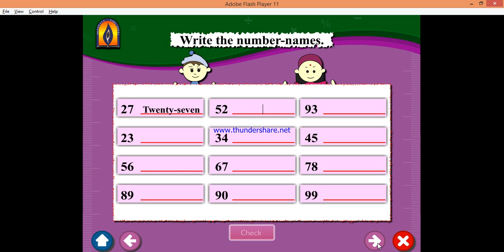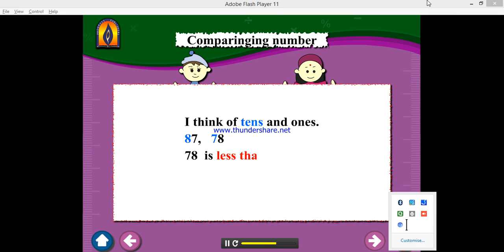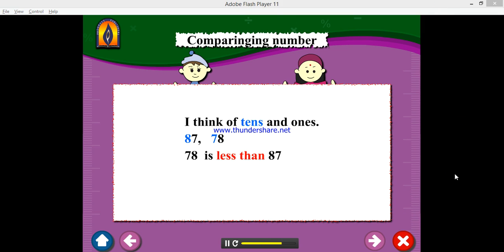Write the number names. Comparing numbers, I think of tens and ones. 87, 78. 78 is less than 87. 87 is greater than 78.